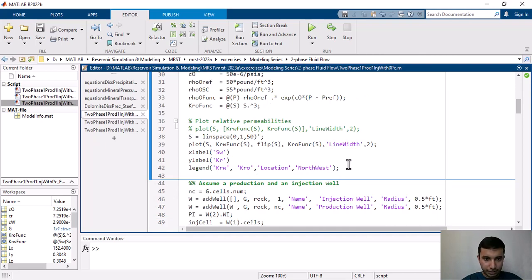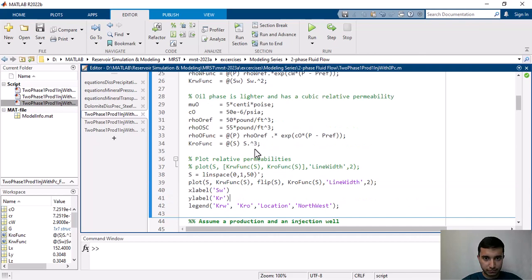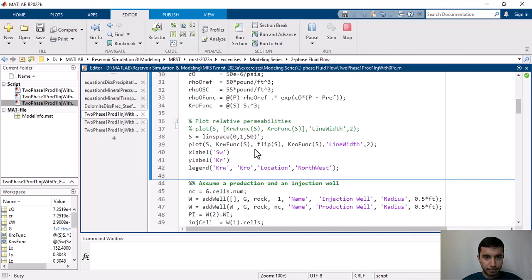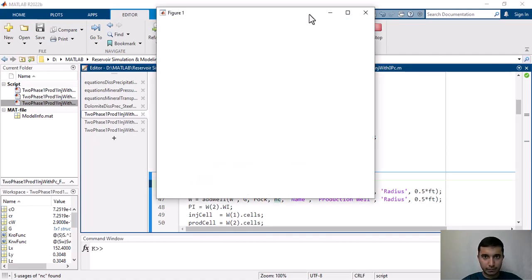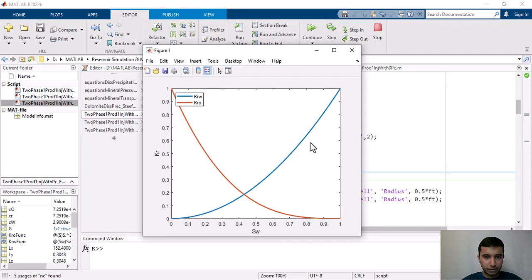So let's take a look at the relative permeability curves that I have based on the functions that I defined here. Let's run the code to this line. I just did it. And now we can see what the relative permeability curves look like. And as you see, these are the rel perm curves that I have. And this is the relative permeability curve for water, and this is for oil. All right.